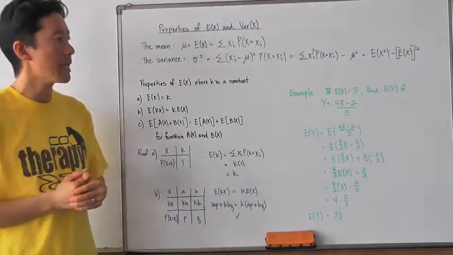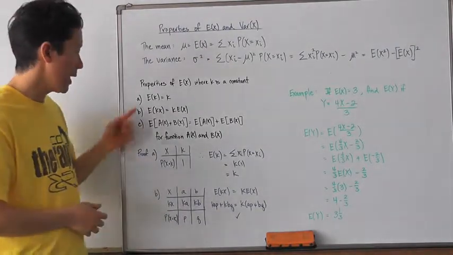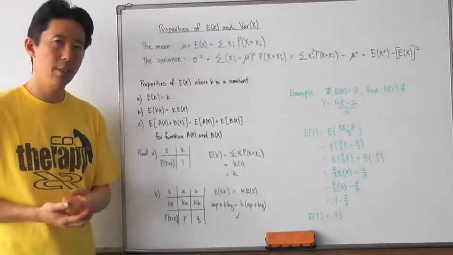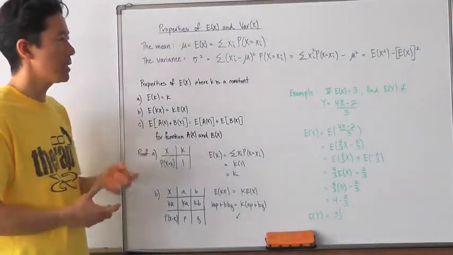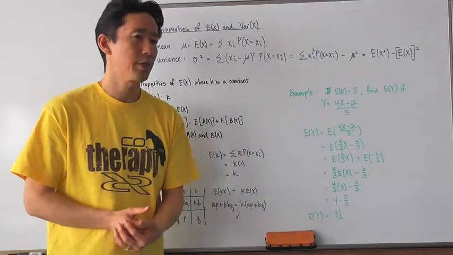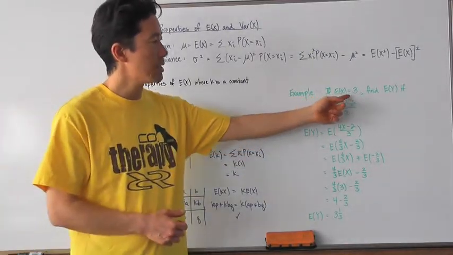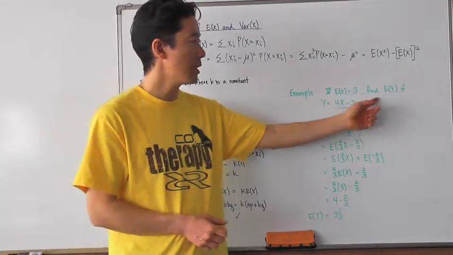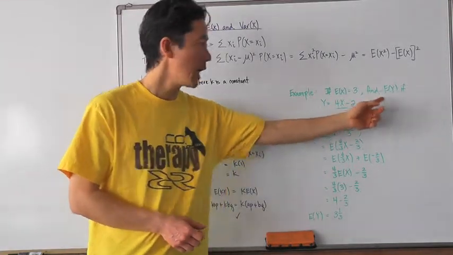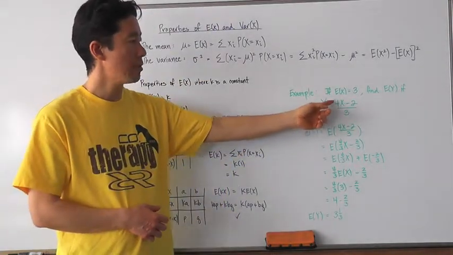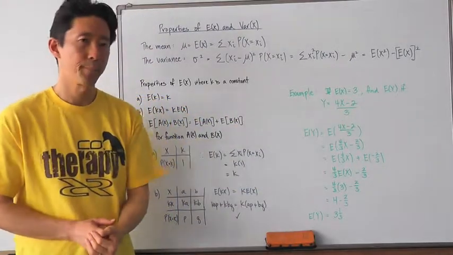Okay, let's take a look at an example of how we can apply these probability properties of expectation to a particular situation. Let's say, for example, that the expectation of x is equal to 3, and it says find the expectation of y if y is going to be equal to 4x minus 2 over 3.